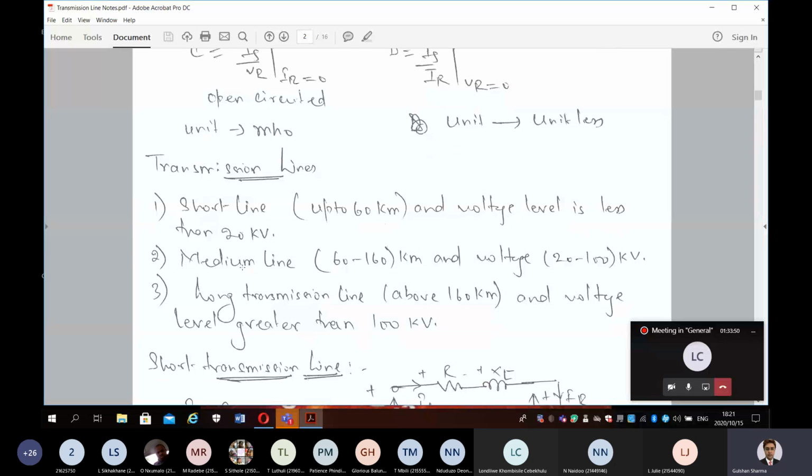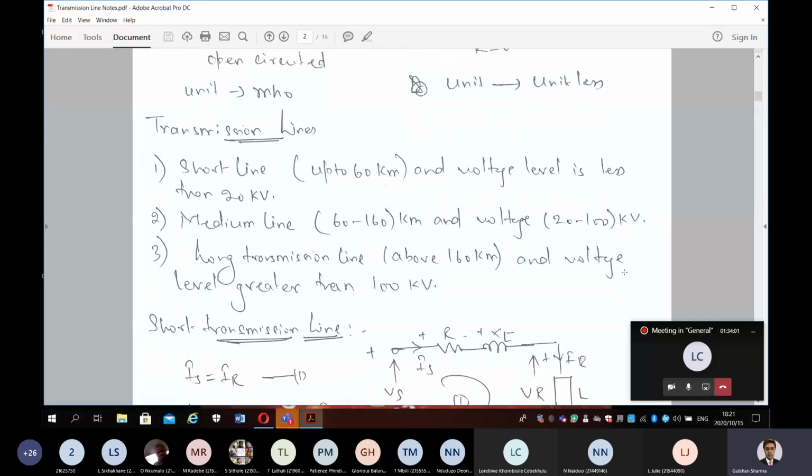The medium line, I have classified with length between 60 to 160 kilometers. They are treated as the medium transmission line, and the voltage will be 20 to 100 kV. And finally, the long transmission line is above 160 kilometers, they can be 1000 or 2000 kilometers long, and the voltage level will be greater than 100 kV. So this is the classification, guys: short, medium, and long.